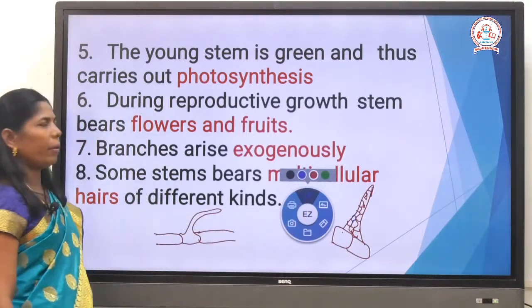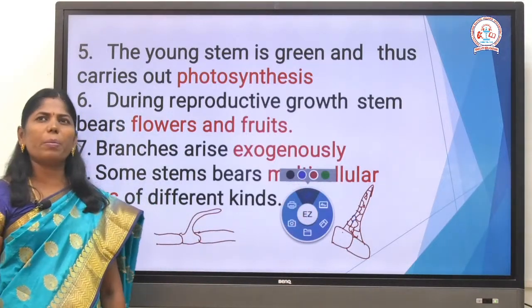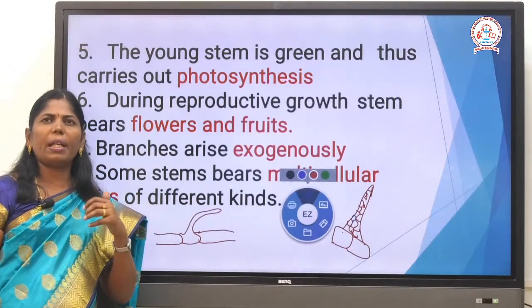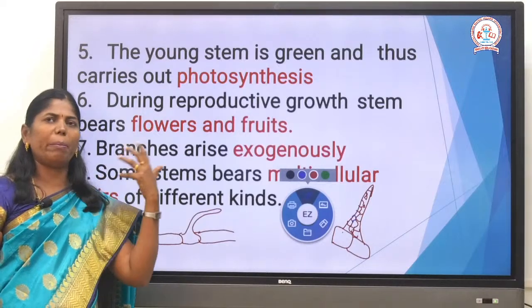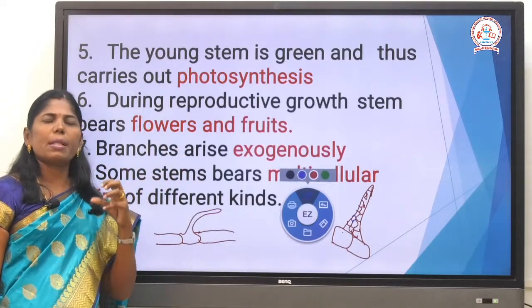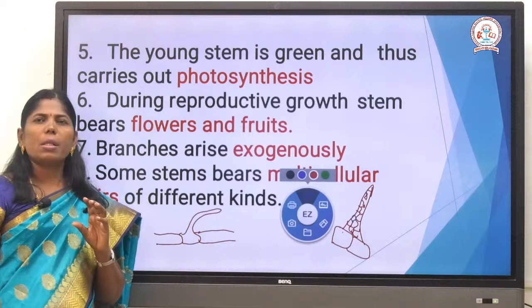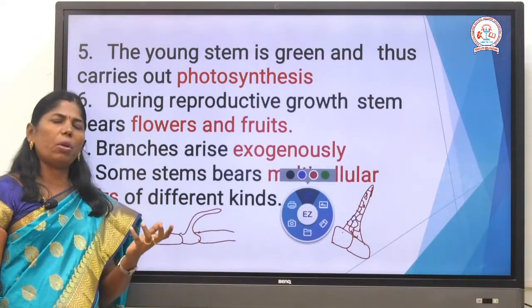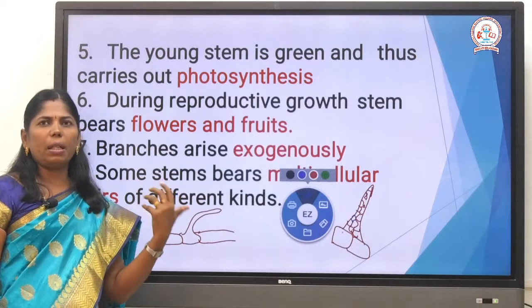Okay. So once again recall what are the characters. A young stem is green because of the presence of chlorophyll, which carries out photosynthesis. Young stem, and if we talk about the mature stem, the mature stem consists of the periderm. Okay. So during reproductive growth the stem bears flowers. During the vegetative growth it bears the leaves and branches.